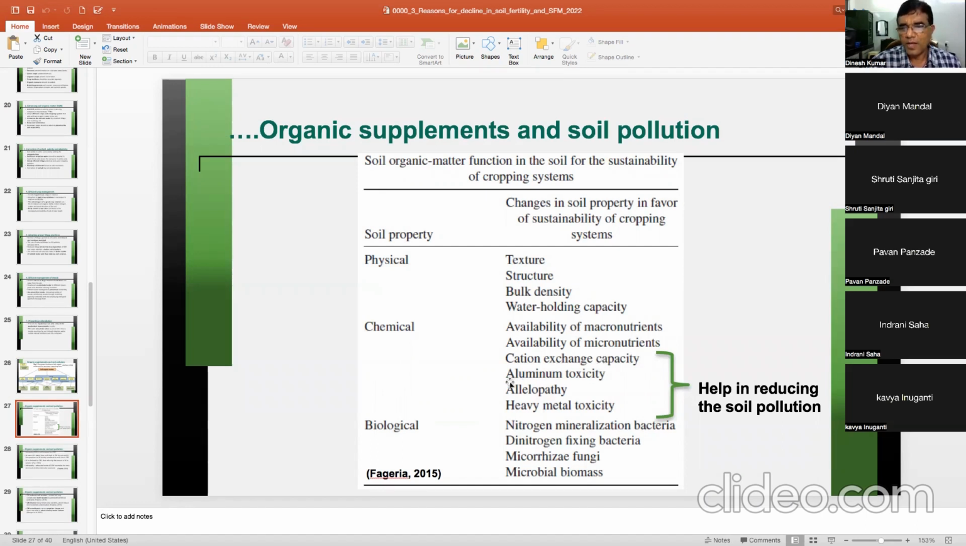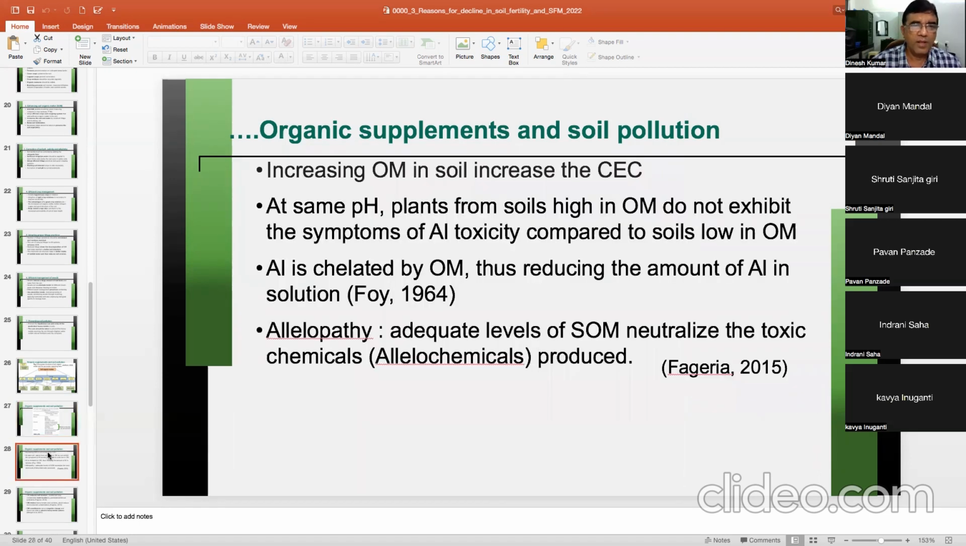Organic matter addition can also reduce aluminum toxicity. It can reduce allelopathy. There may be some allelopathic influence of one plant on another plant, or of one chemical adversely on the growth of another plant, that is your allelopathy, you know it. So the allelopathy effect can be neutralized, and heavy metal toxicity can be reduced by organic matter. Increasing organic matter in soil increases the cation exchange capacity.